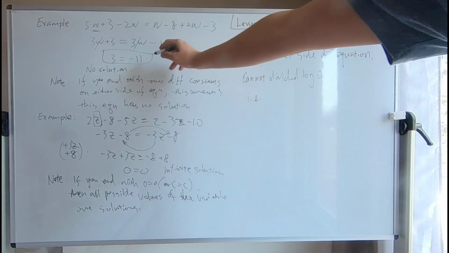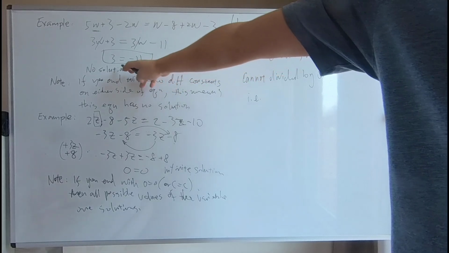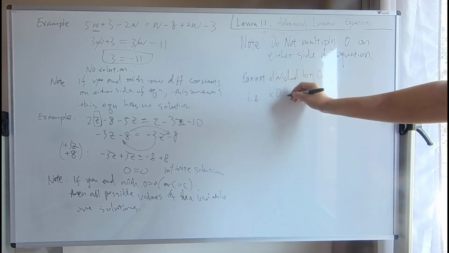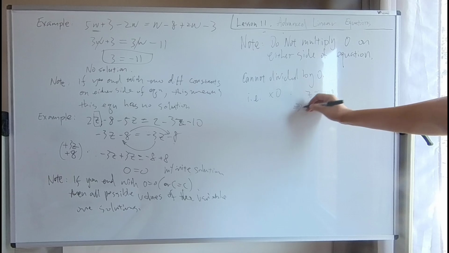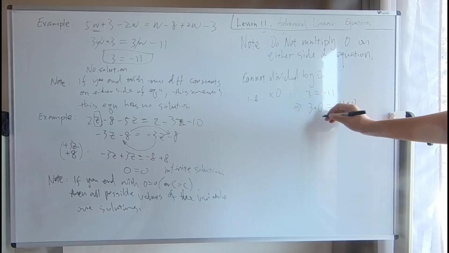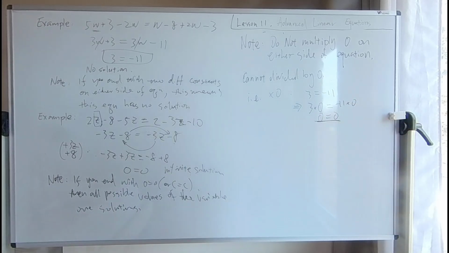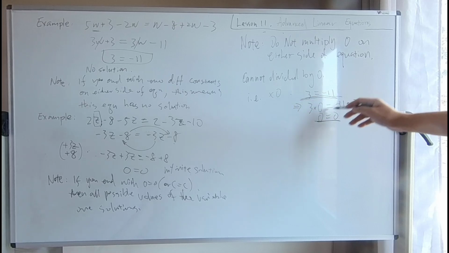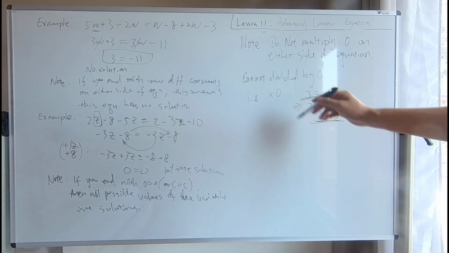The examples can easily show why we cannot do that. We can just use this for example. This equation we proved there's no solution because we end up with 3 equal to minus 11. But if I multiply by zero on both sides of this equation, I will get 3 times 0 equals this times 0, and I'll get 0 equal to 0. Then 0 equals 0 means I have infinitely many solutions instead of no solutions here. And you can see that 0 cancels out anything.